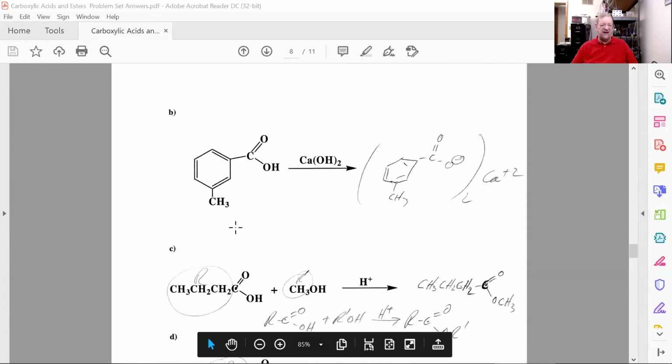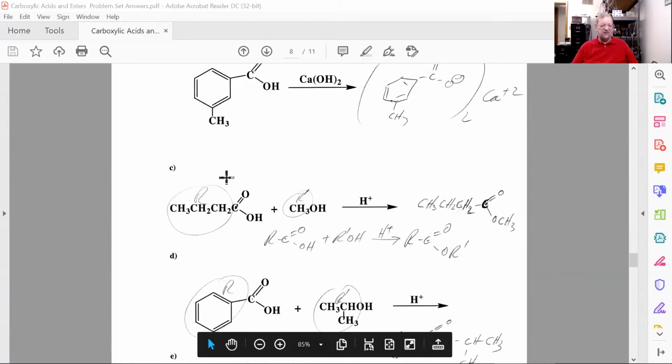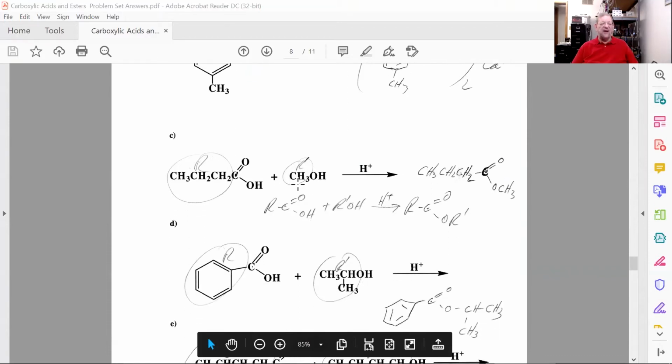Question 6A and 6B, put an X through. I shouldn't have used calcium hydroxide. I should have used like lithium hydroxide or something like that. Just take it off. All right, let's look at the next couple. And what are they? Look for the functional group. And the functional group is a carboxylic acid in the first one.